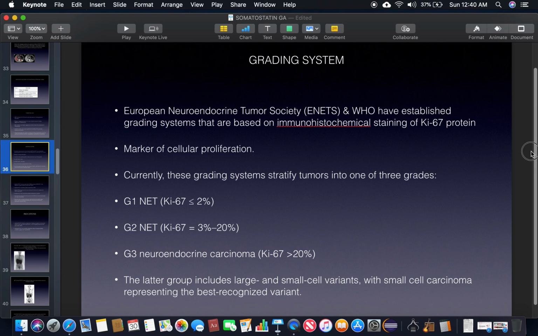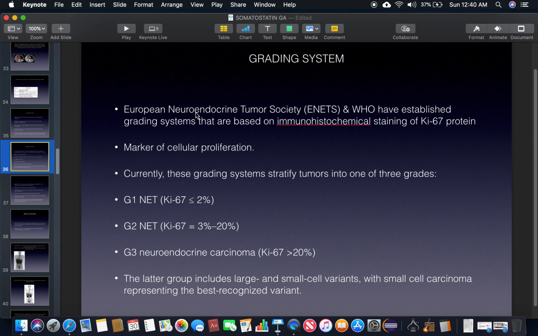I mentioned the grading system. The European Neuroendocrine Tumor Society and WHO have established this grading system, which is based on immunohistological staining of Ki67 protein, which is a marker of cellular proliferation. Based on this, we have three grades: Ki67 less than 2%, 3 to 20%, and then more than 20%. So the higher this number is, the higher the grade of the tumor is.